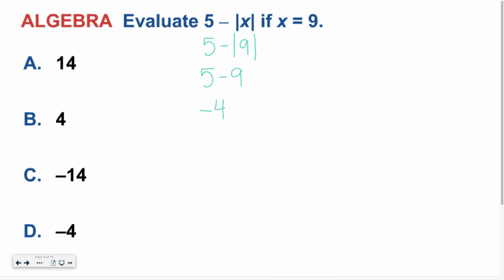Hopefully for this last problem, you said 5 minus the absolute value of 9. The absolute value of 9 is 9. So now I have 5 minus 9, because I just carry that subtraction symbol down. 5 minus 9 is negative 4. So hopefully you ended up with letter D.